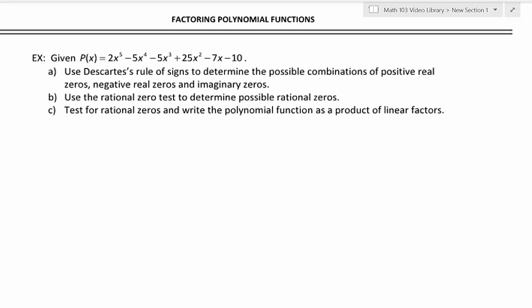plus 25x squared minus 7x minus 10, we're going to start by using Descartes' rule of signs to determine the possible combinations of positive real zeros, negative real zeros, and imaginary zeros. Then we're going to use the rational zero theorem to determine possible rational zeros. We're going to use our list of possible rational zeros and Descartes' rule of signs, and then we're going to start testing those possible rational zeros and ultimately write our polynomial function as a product of linear factors.